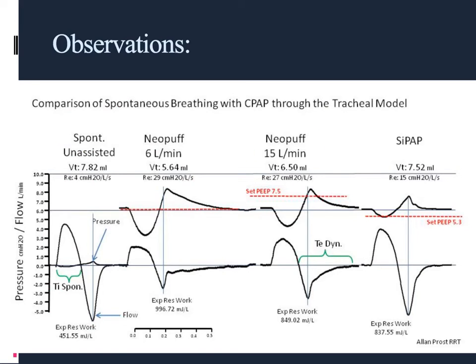So this is spontaneously breathing, and you can see I've induced some work of breathing, but it's quite a bit less with the higher background flow rate than with the lower background flow rate established with the NeoPuff. You'll also notice that the TE dynamic, the amount of time it takes to get equilibrium during exhalation, and the peak expiratory flow is dramatically improved when I choose the higher background flow rate with the NeoPuff.